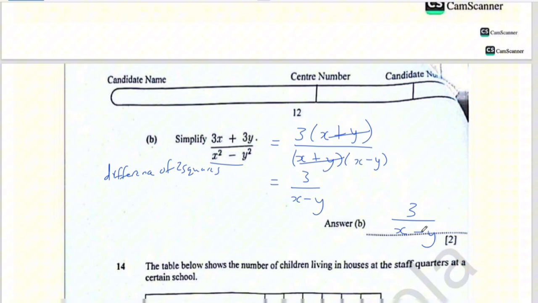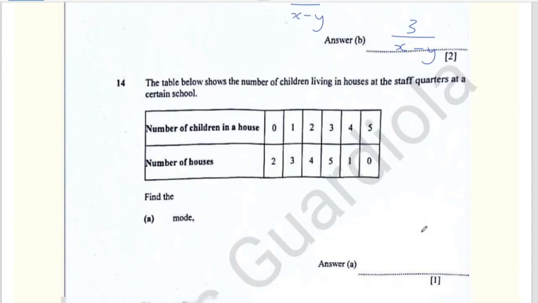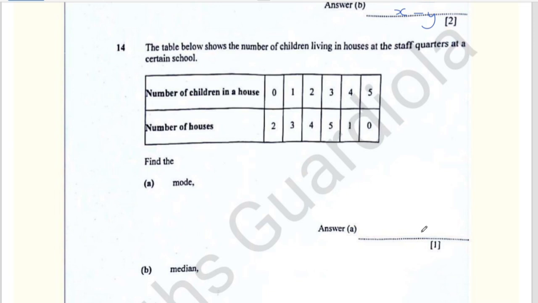Next question, question number 14 says, the table shows the number of children living in houses at the staff quarters at a certain school. So find the mode. The mode is the number which appears the most, or which has got the highest frequency.